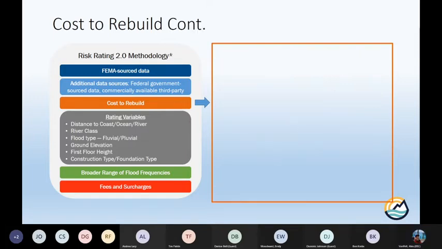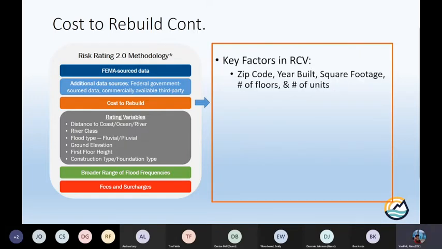So replacement cost is going to be factored in on what does it cost to replace your building where it's at. Some of the key factors that go into replacement cost value are things like zip code. Again, where's your location? What year was the building originally built? What square footage are we talking about? How many floors and how many units? That number of units is going to be important whenever we're talking about duplexes, triplexes, apartment buildings, things like that.